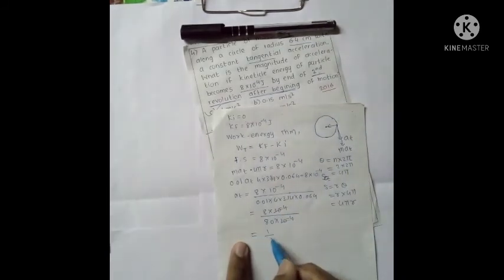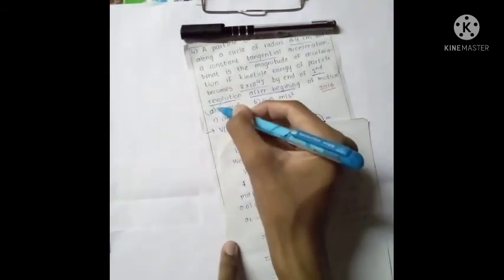After calculation, this becomes 8 into 10 to the power minus 4 upon 80 into 10 to the power minus 4. I have taken the approximation. This gets cancelled and this becomes 1 by 10. So 1 by 10 becomes 0.1 meter per second square. I have taken the approximations because answers are far apart. So our answer is A.